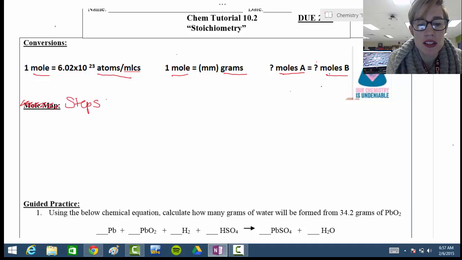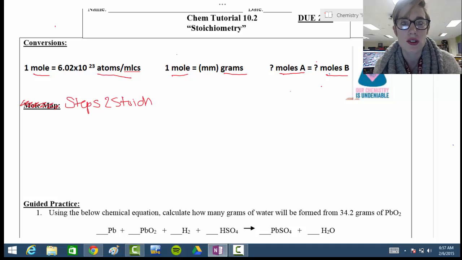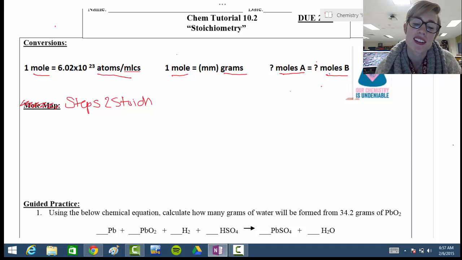Stoichiometry steps. Steps to stoic. That's also a really fun word to say. And sometimes when I'm trying to say psych, I end up saying stoic, which is kind of funny because it's chemistry. Anyway, so let's go through the steps.